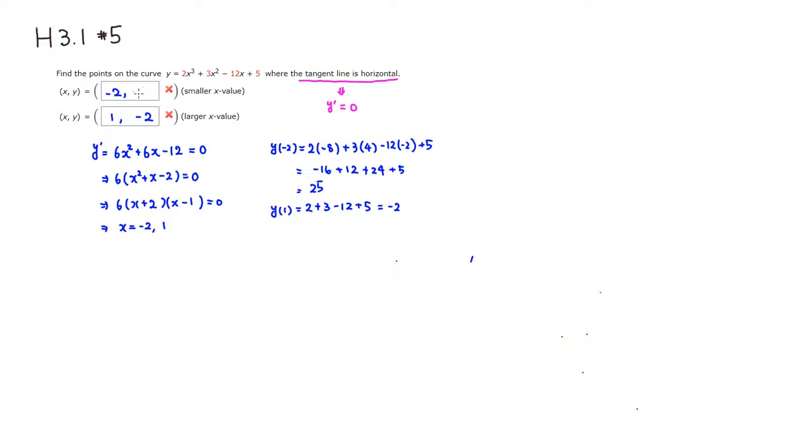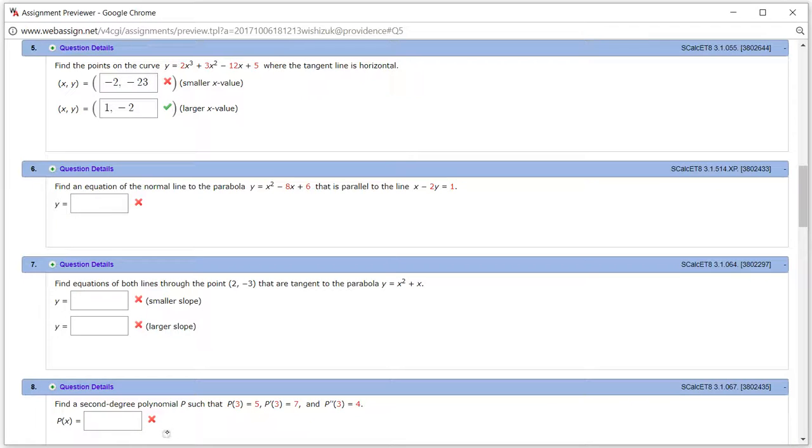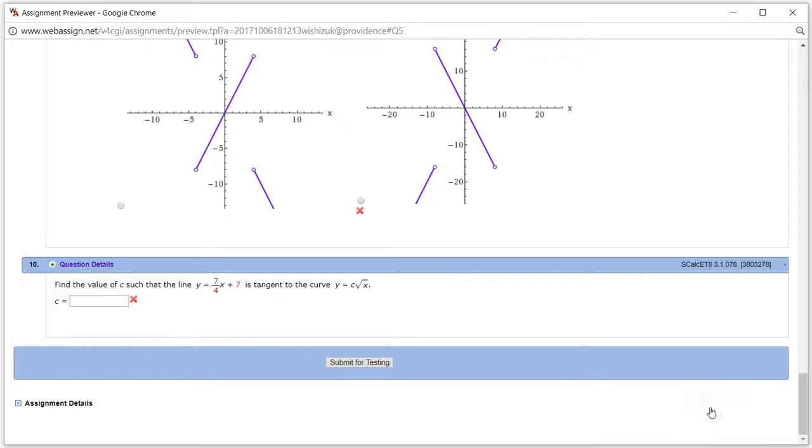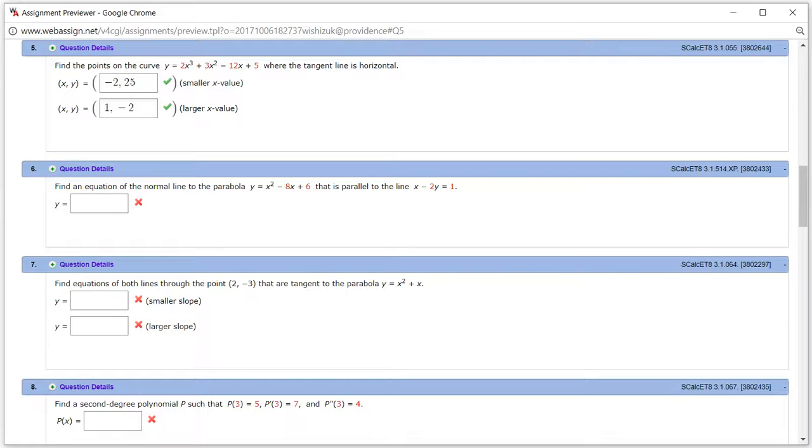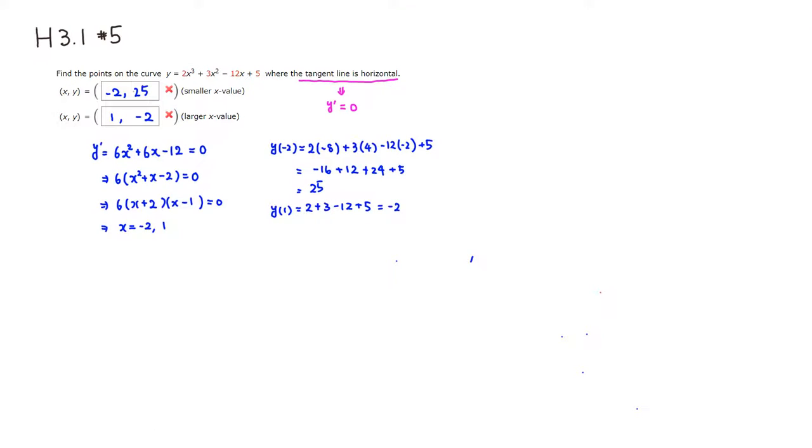Let's type it in. So this was 25 instead of negative 23. Let's check again. Submit for testing. It came back and looks like we got this one correctly. That's it. I hope that this was clear.